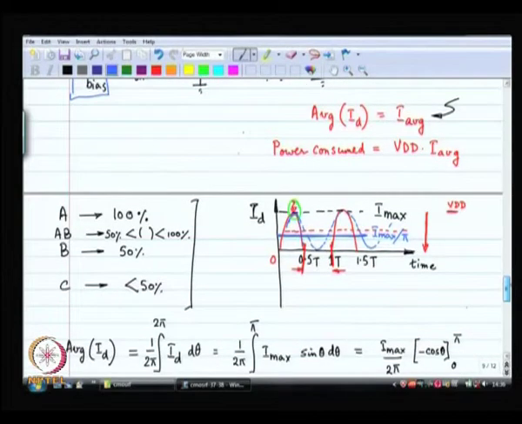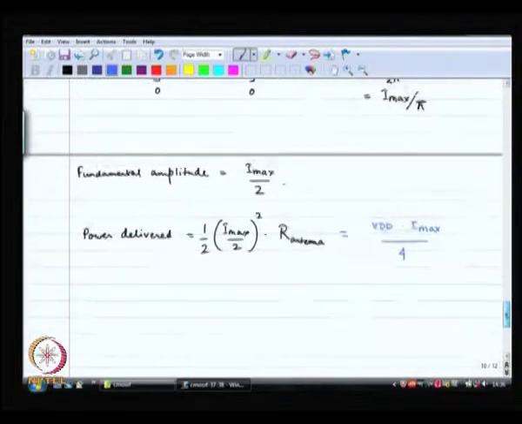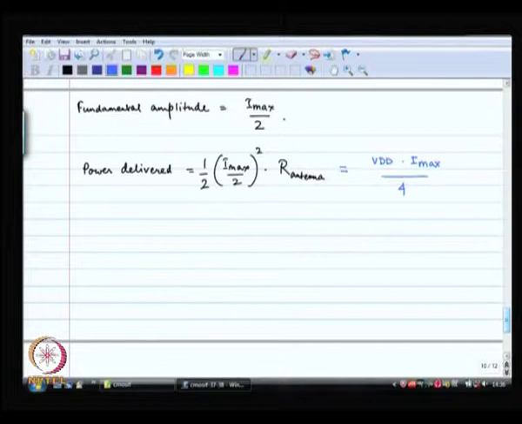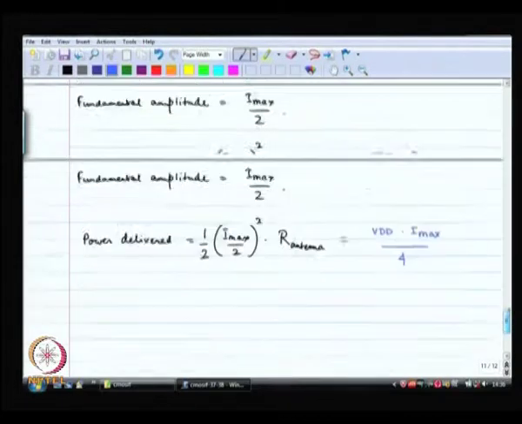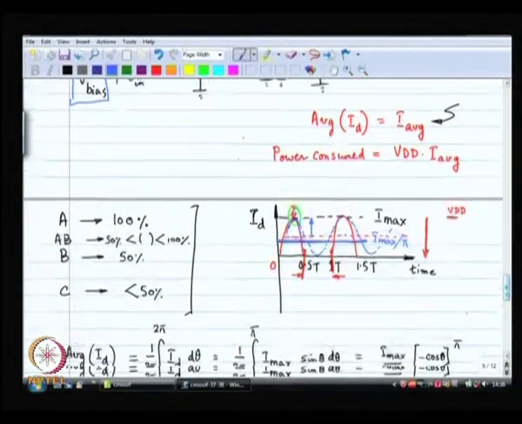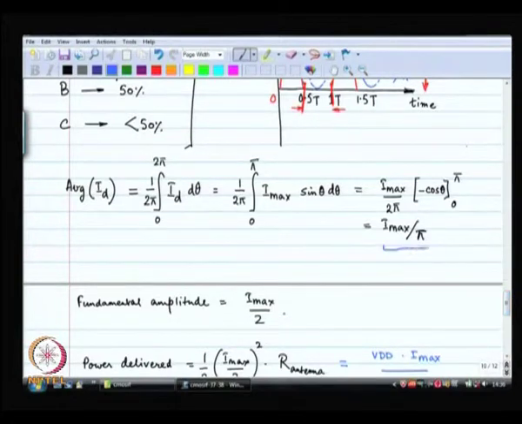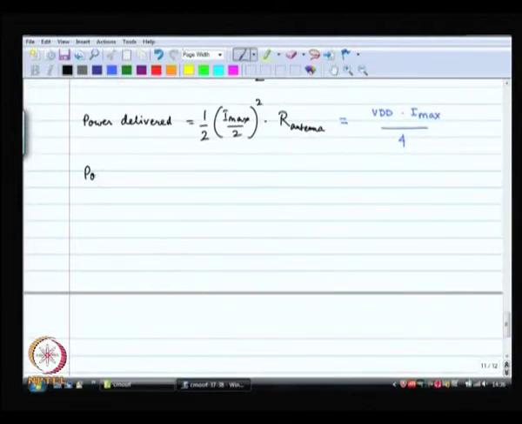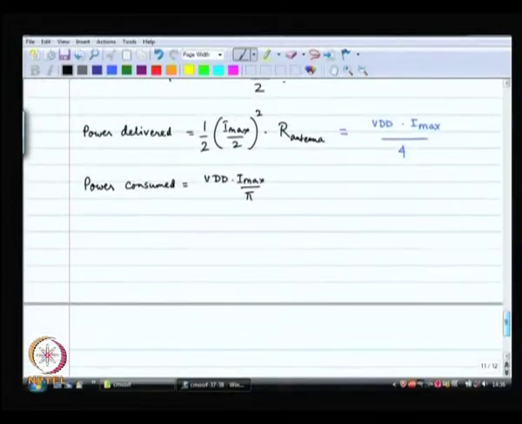I max by 2 has got to be VDD. This deviation has got to be VDD, right. So, this is basically the idea that the power delivered is VDD times I max by 4, the power that you have consumed is average current times VDD. So, therefore, the efficiency is how much? Pi by 4. Pi by 4 is something like, if you say pi is 3, then it is 0.75. Pi is a little more than 3, 3.14, right. So, it is something like 77%.